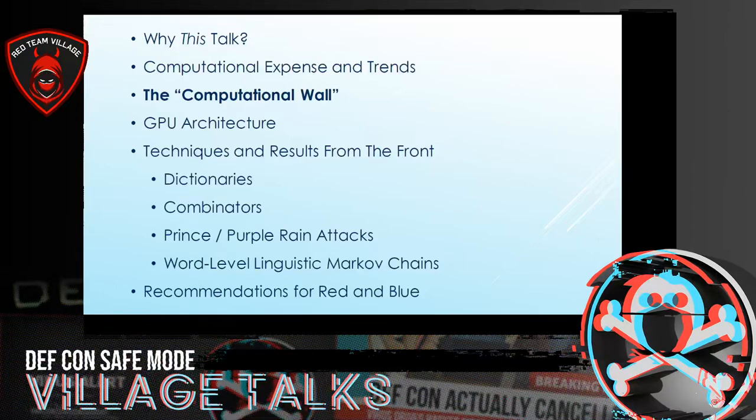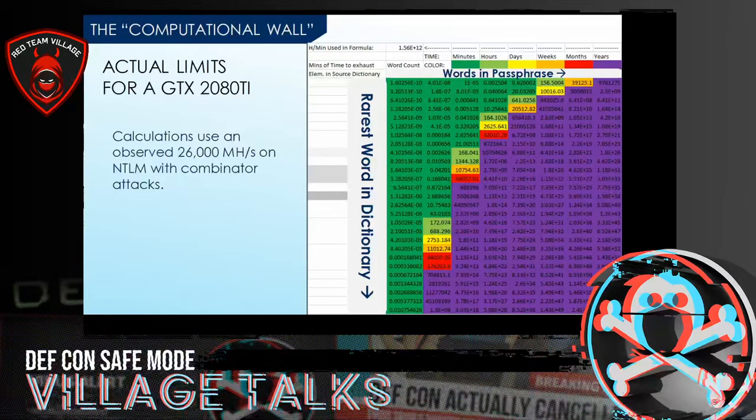Thankfully, people are good at spotting trends after they have all the information. So let me give you something that is easier to parse, or hopefully easier to parse. This is a chart of the actual computational limits of combining words together in an attack on a single 2080 Ti on NTLM hashes, which I pick because it's a consumer GPU and I have access to one.